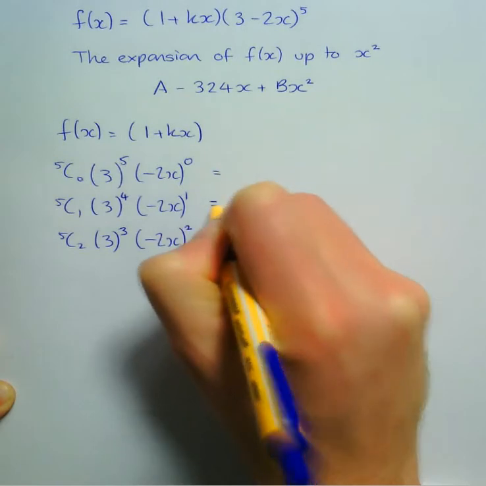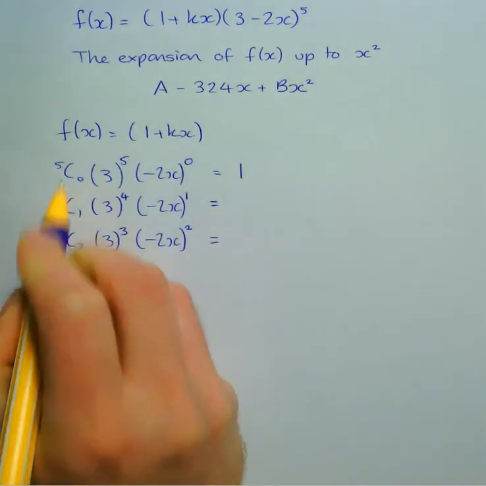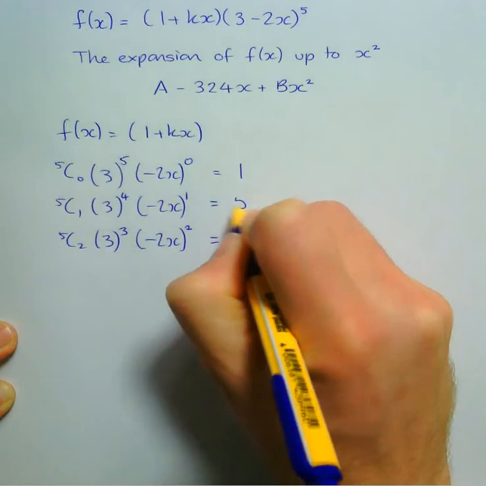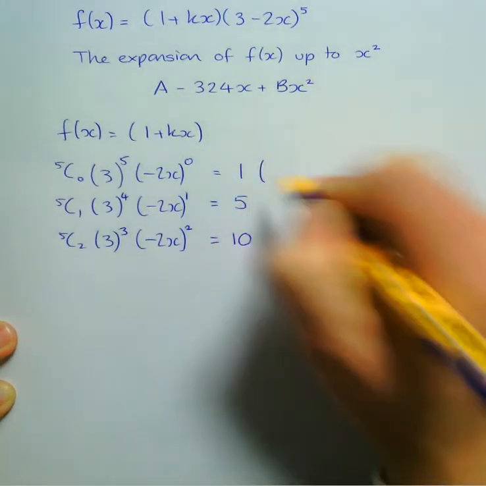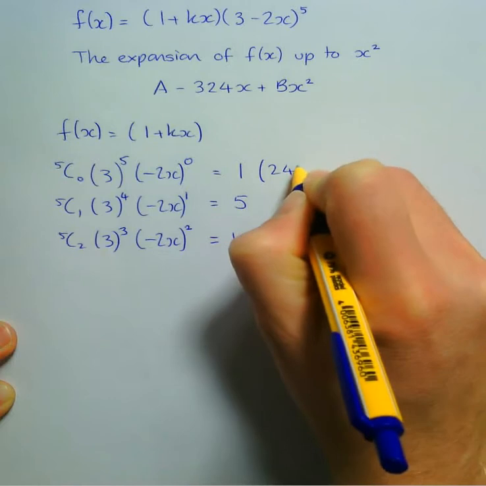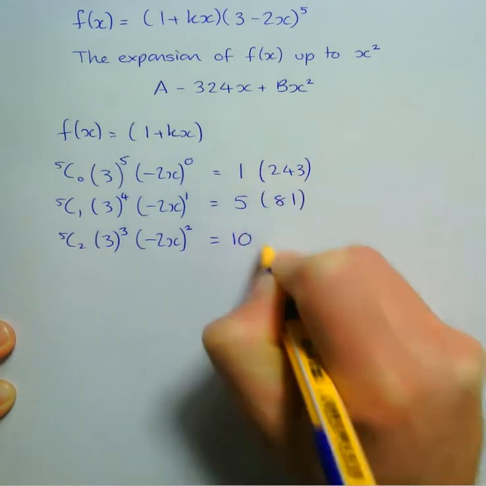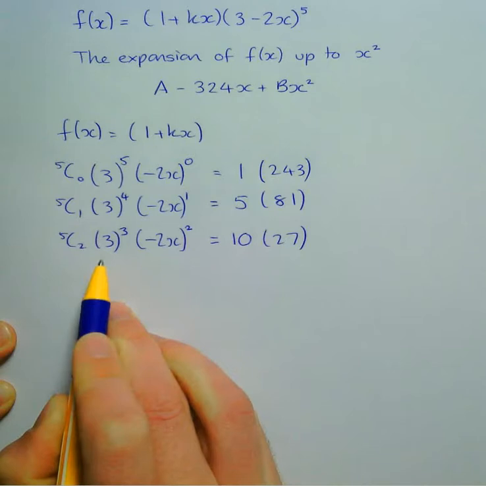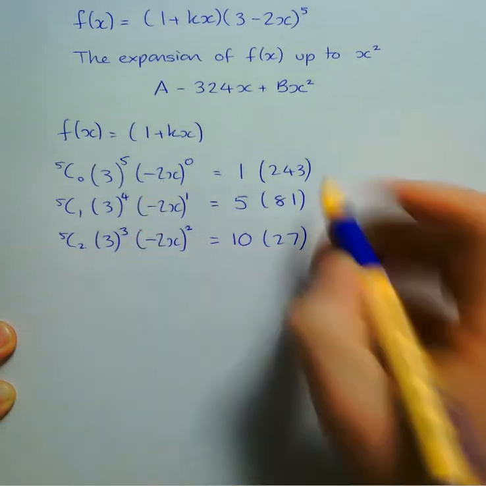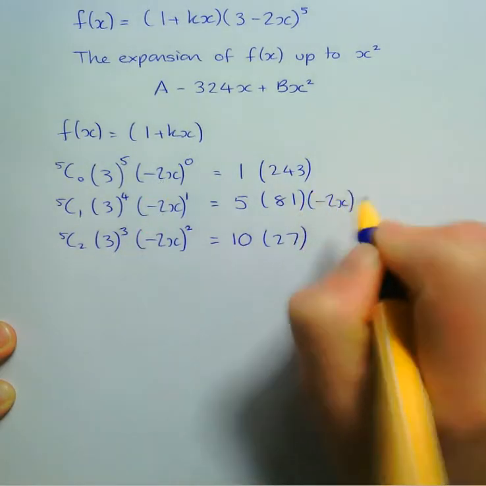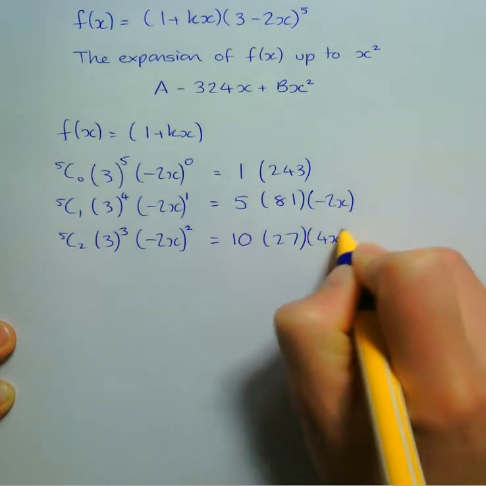So now let's work out what this is. So we have 1 from 5 choose 0. The next one is 5, and next one is 10. Okay, so 2, 4, 3, 81, 27, that's the powers of 3. This one's nice, power of 0, that's 1. Anything to the power of 1, that stays the same. And minus 2x squared is 4x squared.